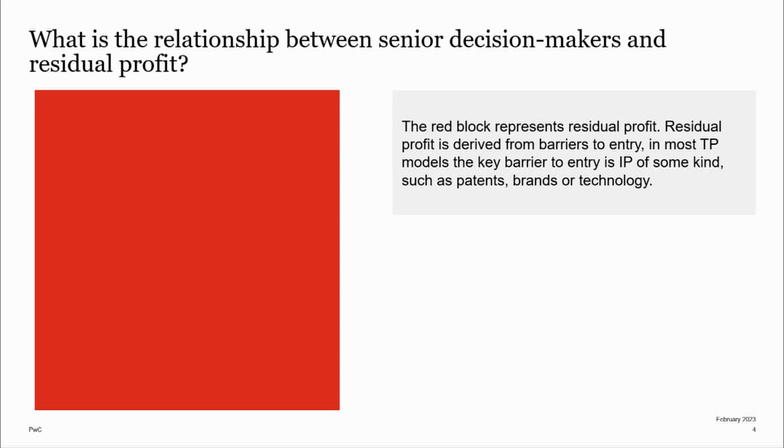And this is a simple slide. This red block is residual profit. Well, what's that? Residual profit is what organisations derive from their barriers to entry. So in most transfer pricing systems, an organisation will have defined what barrier to entry their profit attaches to. For most businesses, the main barriers to entry are going to be IP of some kind: patents, brands, technology. For most multinationals, that's where their residual profit flows to.